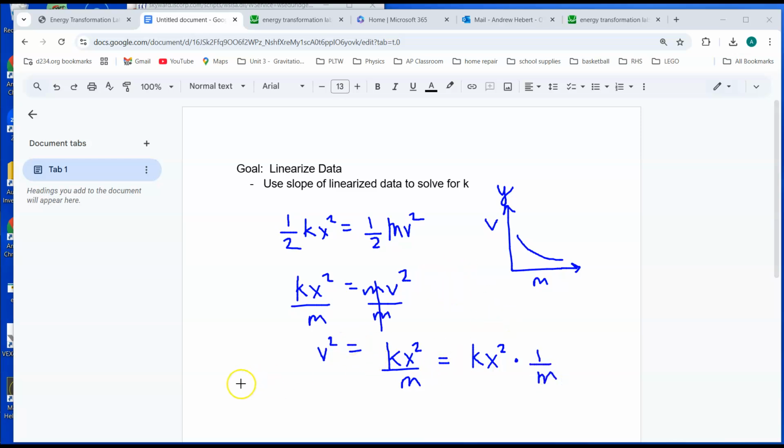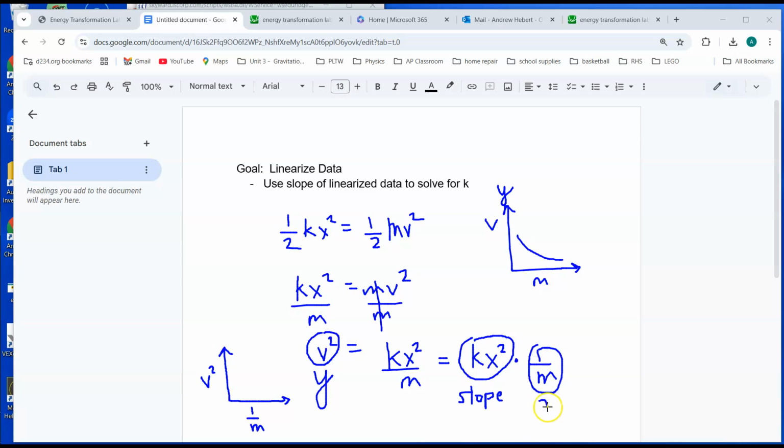So we're going to graph v squared on the y-axis. Right, we'll put v squared right here, and we'll graph 1/m on the x-axis, and we should get a linear equation. So right, we'll have y, this is our y term, equals slope, this is our slope value, and this here is our x variable graphed on the x-axis. And that's precisely what I did.